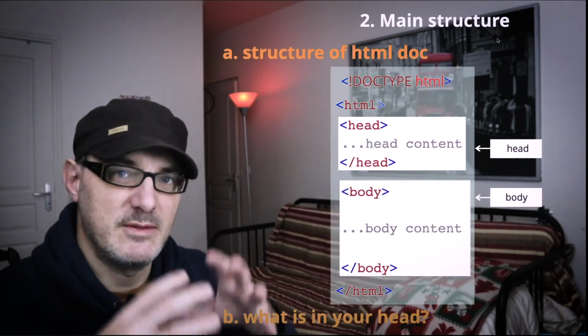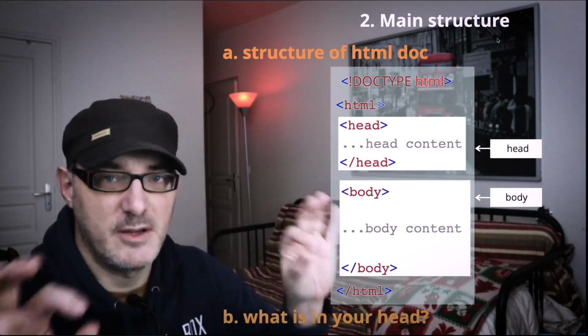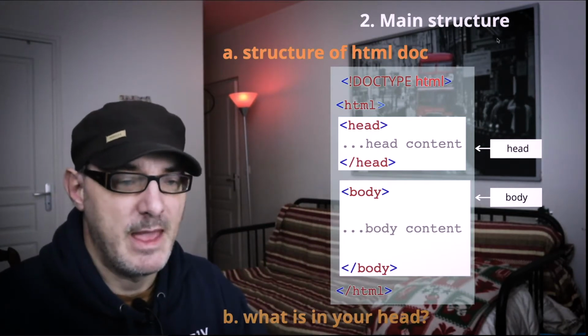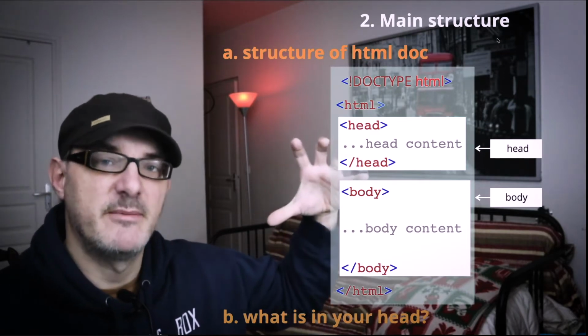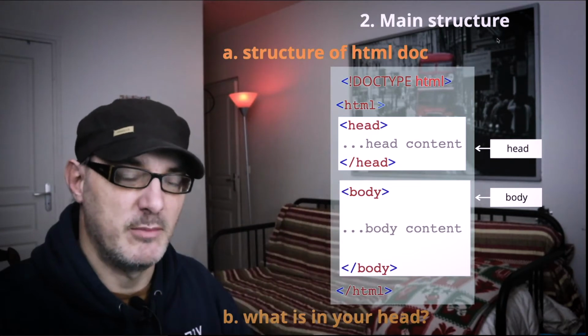What is the main structure of an HTML doc? We have a first line, which is the doc type, which allows the navigator to know what kind of document it's reading. And then we have the document itself, which is basically an HTML block within which there's a head block and a body block.